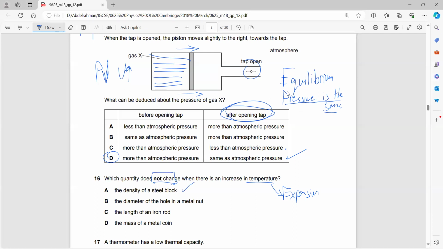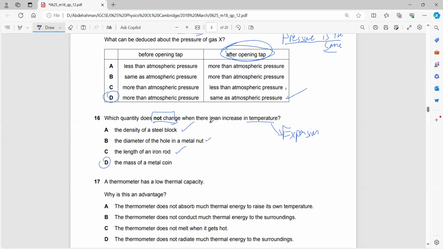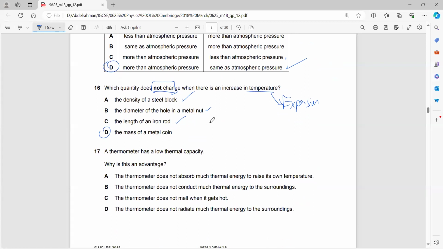The diameter? It does change. The length? It does change, definitely. The mass doesn't change. Yes, the mass does not change. Okay, thermometer and thermal capacity, both of them have been removed. Okay, thermometers and thermal capacities. Yep, 17 is cancelled.